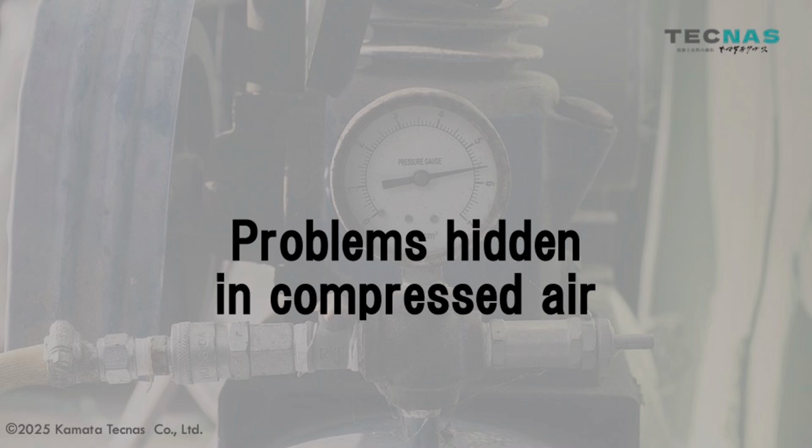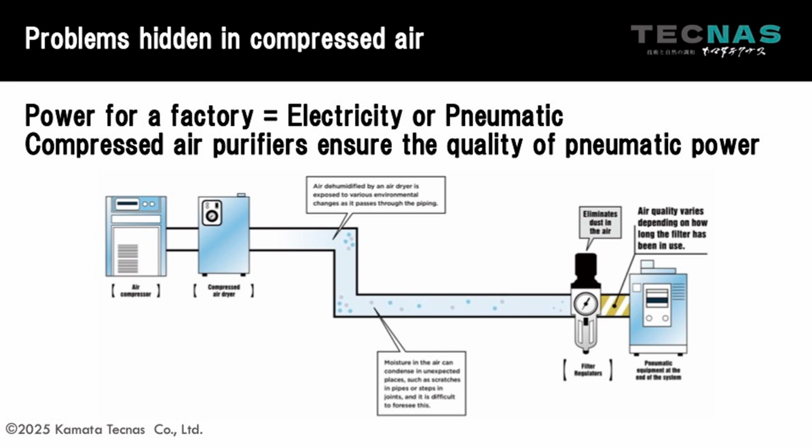Let's take a deeper look at the problems associated with compressed air that lie behind the disadvantages mentioned earlier. Problems hidden in compressed air. What is compressed air anyway? It is pneumatic pressure. Pneumatic pressure is a typical source of power for factory machinery, and the quality of compressed air is very important in pneumatic control. This is why compressed air purifiers exist. Compressed air purifiers ensure the quality of pneumatic power.